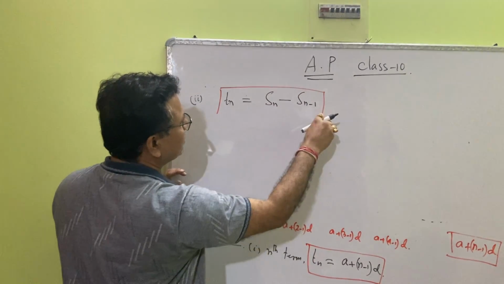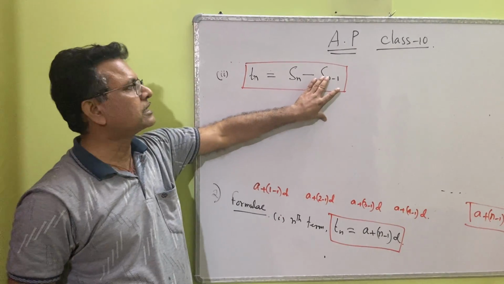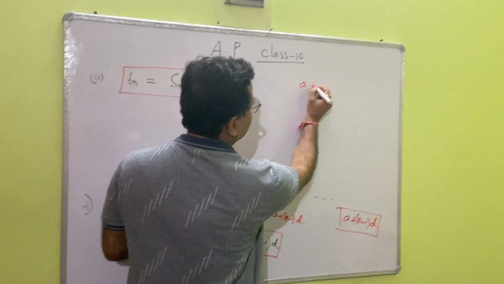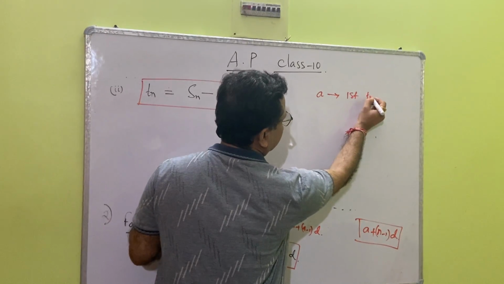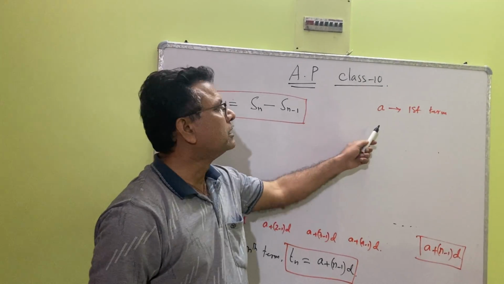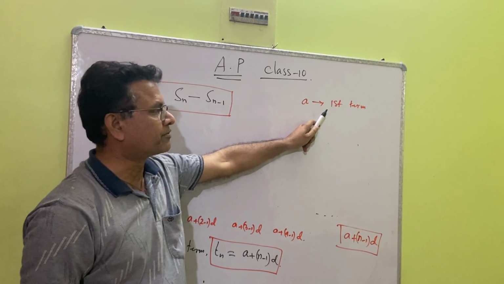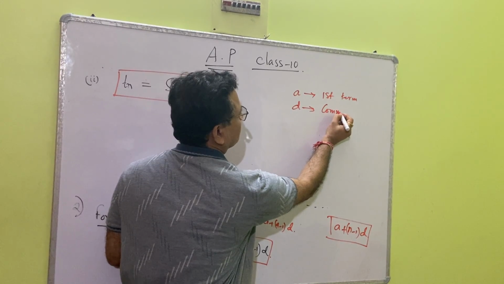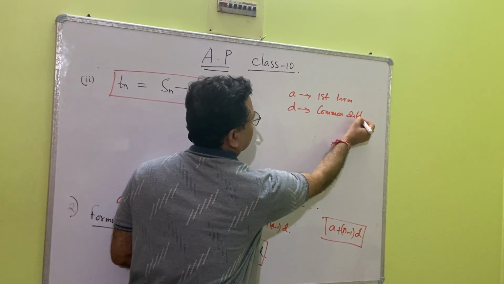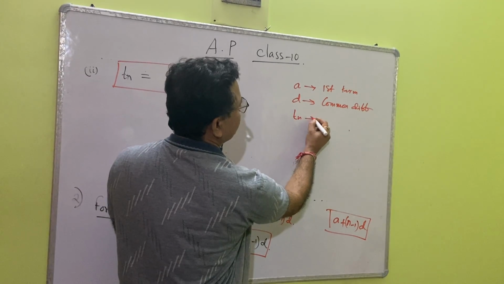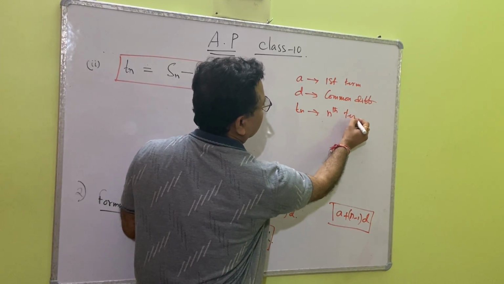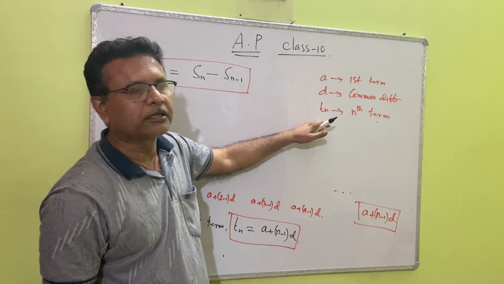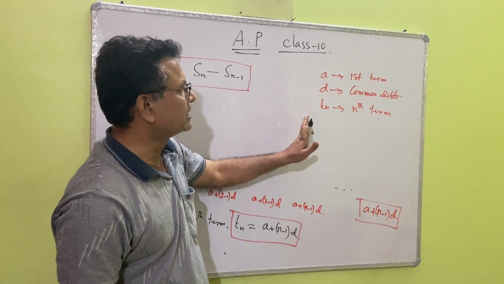Now I will tell you what is the meaning of Sn, what is the meaning of S n minus 1. In AP, so far whatever I have used, this letter A always stands for the first term in this chapter. Then D stands for common difference. Then Tn stands for nth term. These are called terminologies. You have to know all the terminologies of this chapter, then only you can understand the chapter nicely.